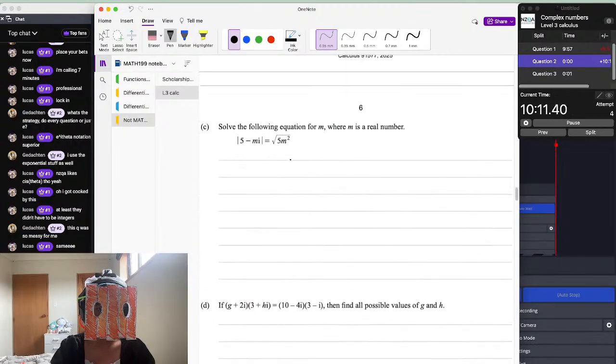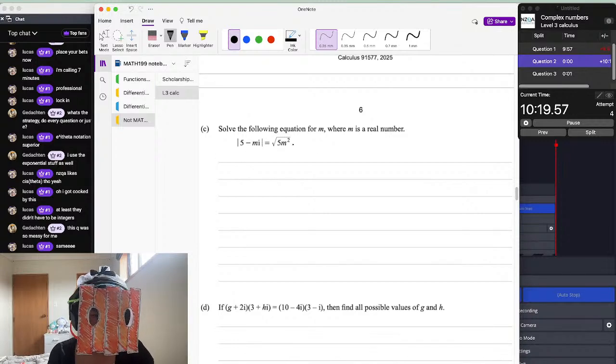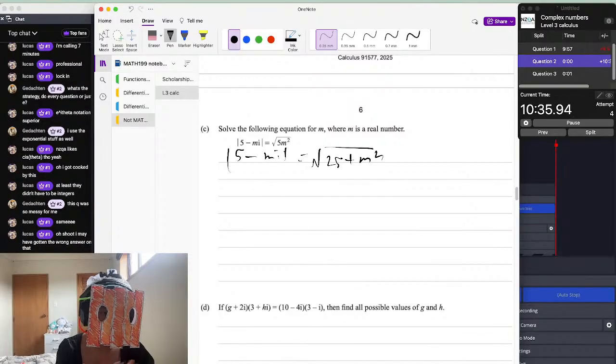Solve an equation for m where m is a real number. Okay, I'm pretty sure that is, by definition, the locus. Actually, oh yep, 5x minus m. That's the locus, then this would be equal to 25 plus m squared.